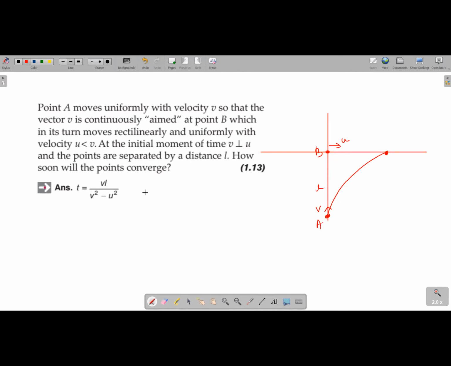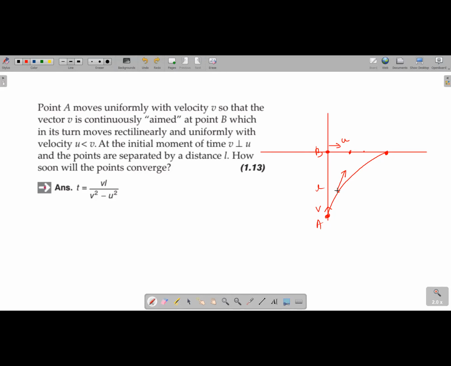So it is asking how soon, which time you have to find, after that they will converge, they will meet. See, initial separation between A and B was there. So at some point, suppose B has come over here. So A will also come somewhere here, and A will head towards B because B is here. So A will aim towards B. When B will come over here, A will aim towards B again. Like this, A will keep on traveling.